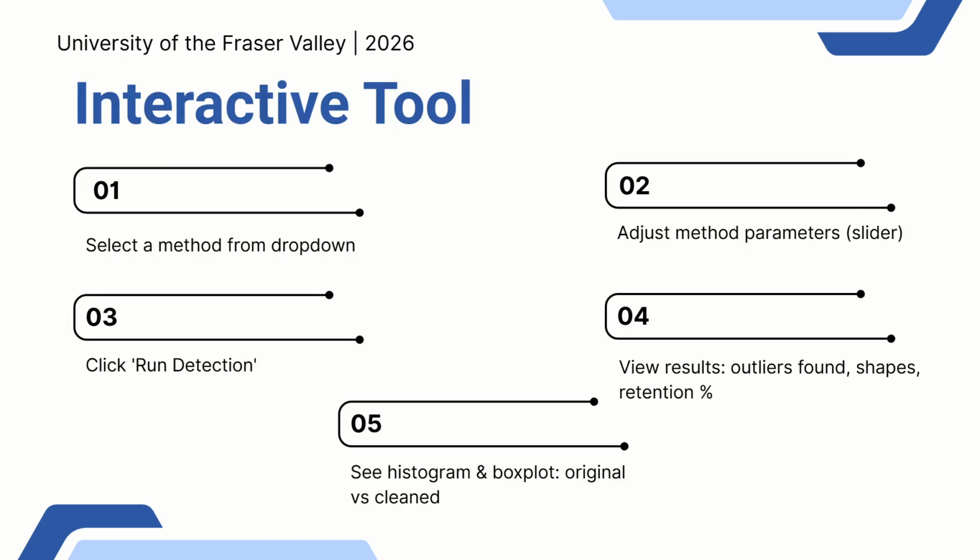I also created an interactive tool. For this tool, the user can select a method, adjust parameters using a slider, and then run the detection. Then they can see results like number of outliers, data size, and retention percentage, depending on the dataset they're using. It also shows graphs like histograms and box plots before and after cleaning. And this makes it easier to understand how each method works.